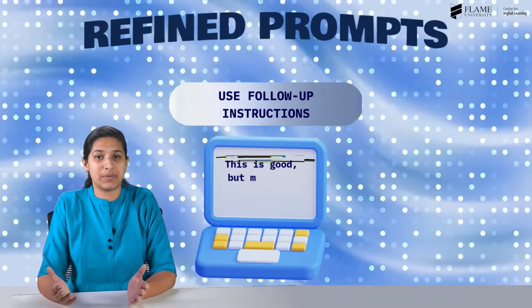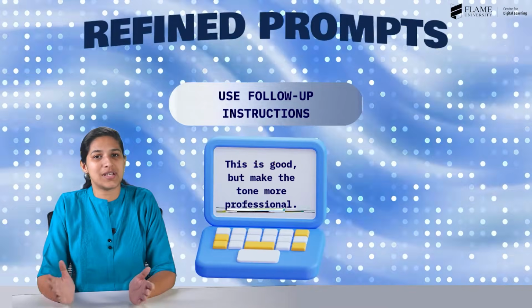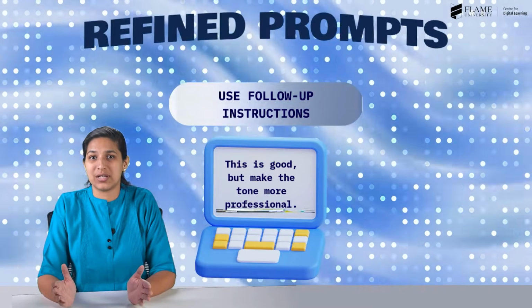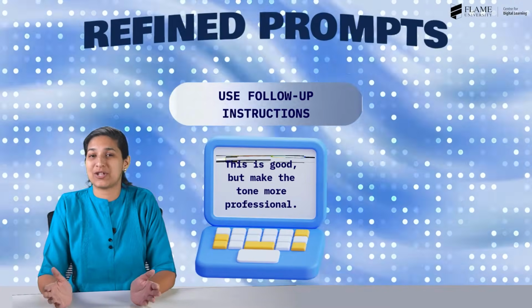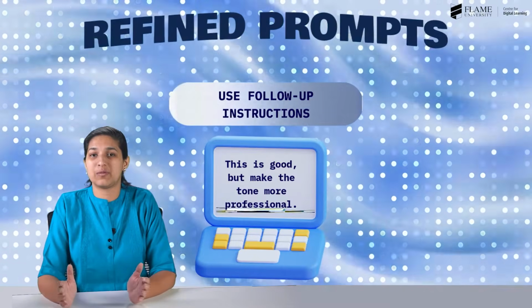Second, use follow-up instructions. If the output is 80% there, don't start over. Just tell the AI what to adjust. "This is good, but make the tone more professional." Or "Keep this but add a section about pricing." Or "Remove the technical jargon and explain it more simply."